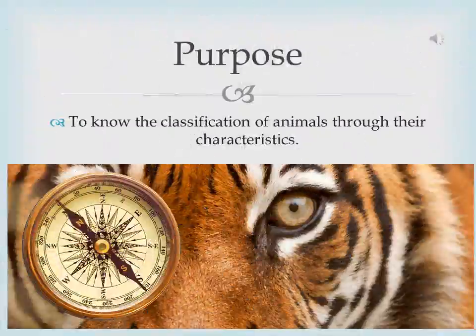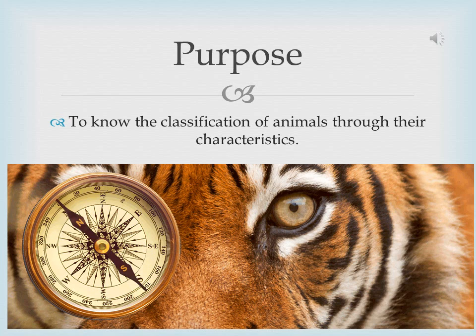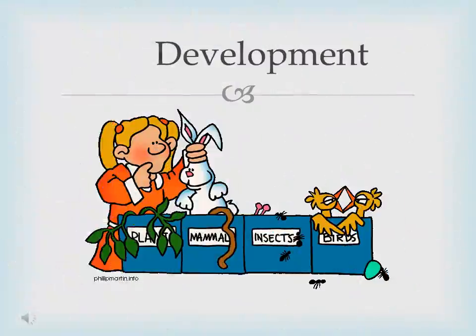Let's know the purpose for our flipped classroom. The objective with this activity is that the students know the classification of the animals through their characteristics. To start with the development of this class, we are going to talk about the animals classification.